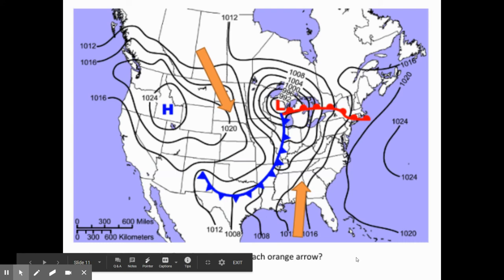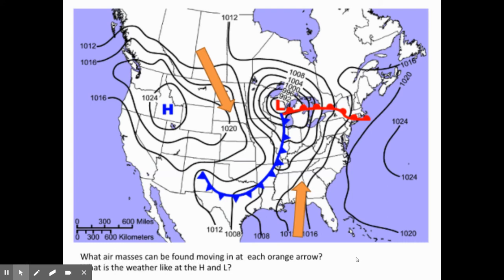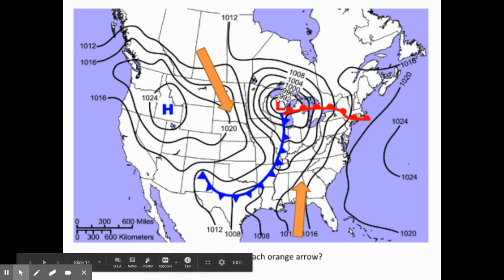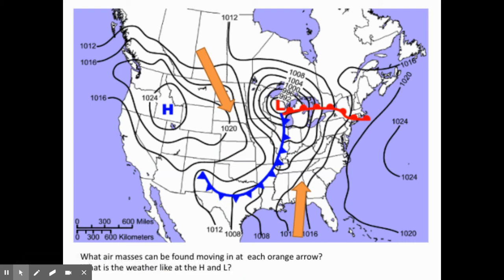Okay, this map right here shows a lot of things. First of all, it's showing the barometric pressures. It's showing low pressure centers that usually indicate thunderstorms. High pressure center. The isobars are closer together, so it would be windier here than it would be over here.